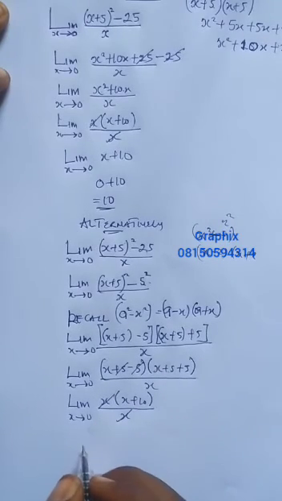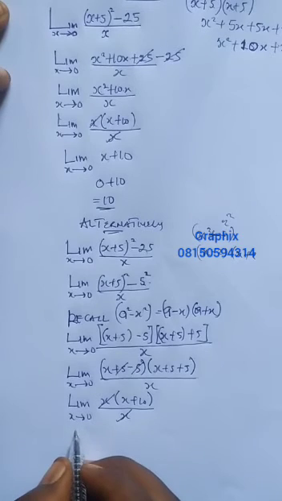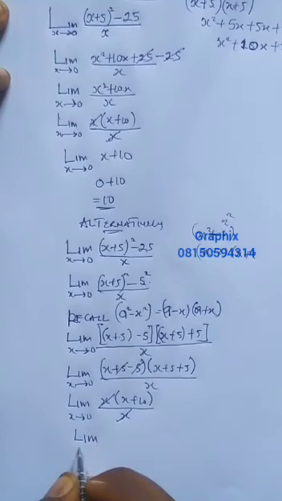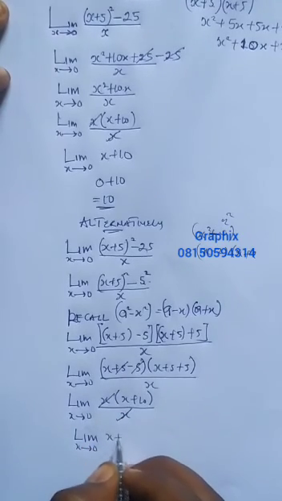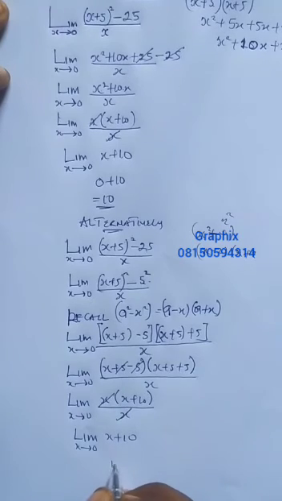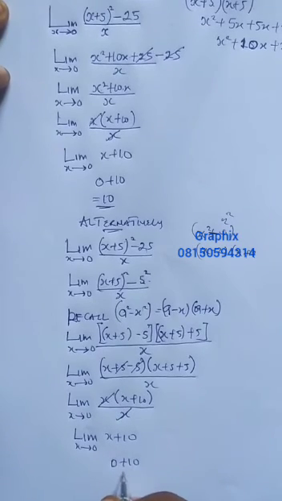This will cancel this, right? So we're left with the limit as x tends to 0, and we'll be having x plus 10. So when you put in your value, your answer will become 0 plus 10, and we're having 10 to be our answer.